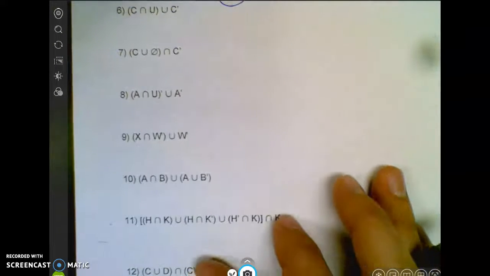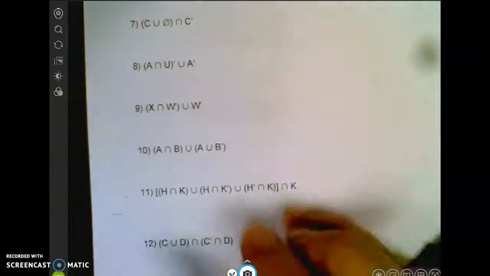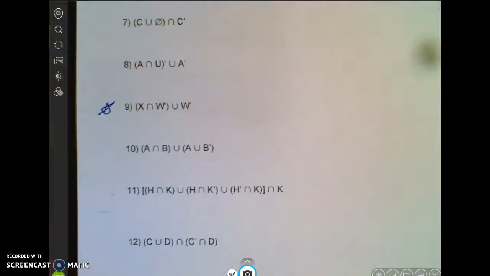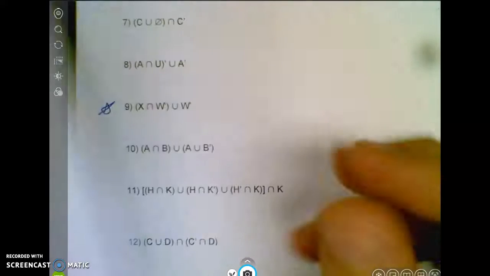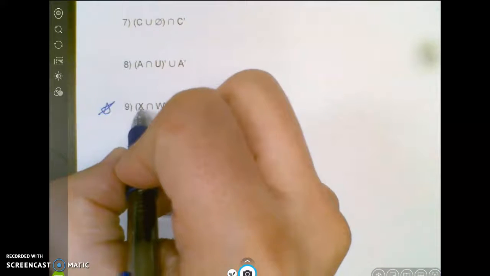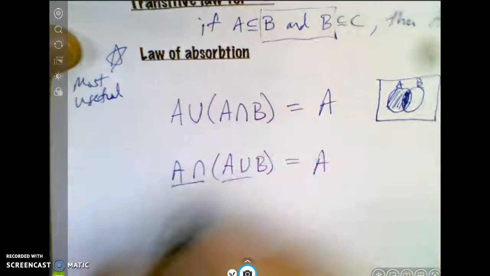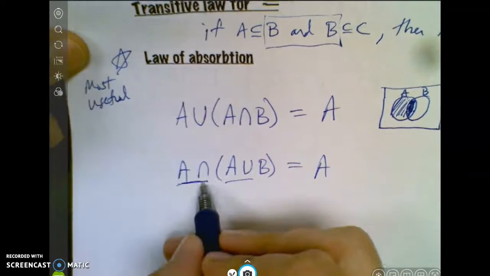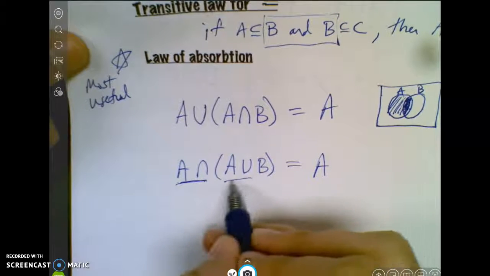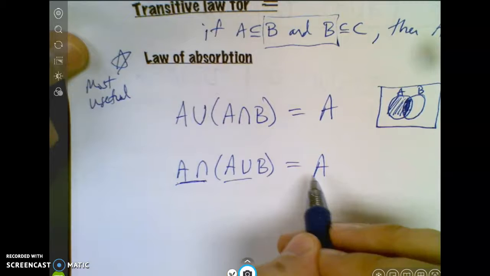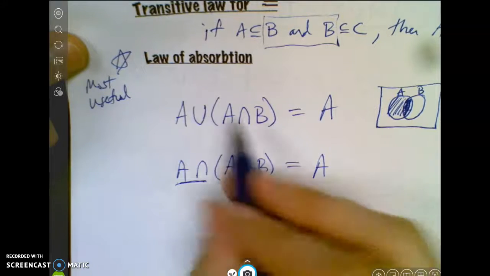All right, so let's get to, I don't know, number 9, because I think if you start to notice this one, you're going to be awesome at these problems. You have X intersect W naught union W naught. Now this is the law of absorption, where we said if you have one of them on the outside with an intersect and one of them on the inside with a union, it gets swallowed up by it, and it's just A. So this B is inconsequential.